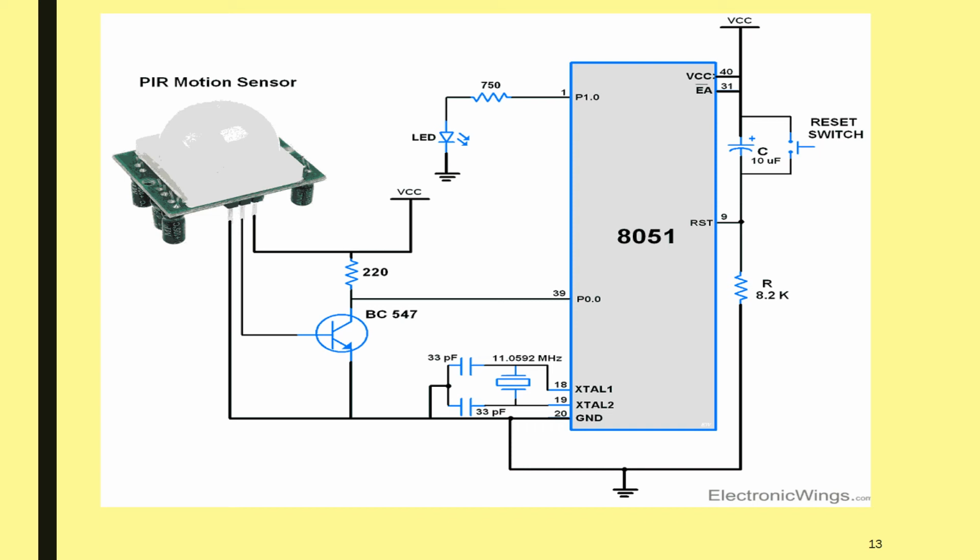Remember, the distance is approximately a few meters, and the current rating is approximately a few microamperes, that is 60 amperes approximately, and the sensing angle is nearby 110 degrees. So based on that, the sensitivity is going to get decided.